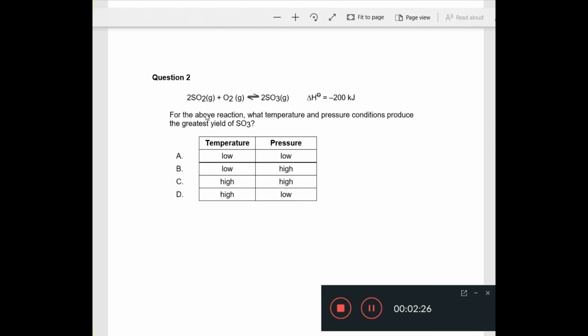Now question 2 has the contact process, or at least one of the stages of the contact process, the oxidation of SO2 to SO3. And the question says, what temperature and pressure conditions produce the greatest yield of SO3? Now this is an exothermic reaction, and it's also a reaction that has more molecules on the left hand side than on the right hand side. So in terms of temperature, you would want to shift to the exothermic side. That means you would want to have a lower temperature. So you're looking for low temperature. And in terms of pressure, to shift to the side with fewer molecules, you would need a high pressure. So you need high pressure and low temperature. So your answer there has to be B.